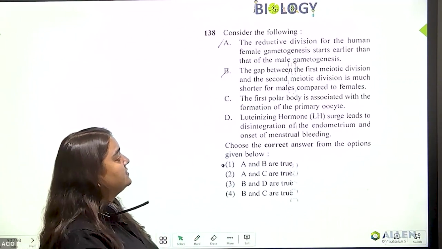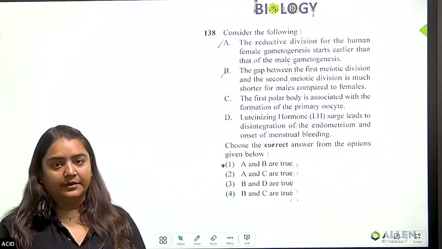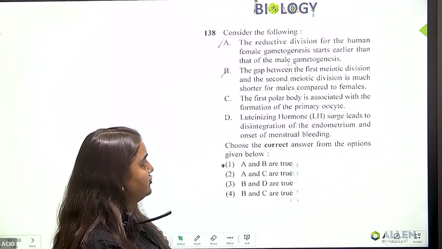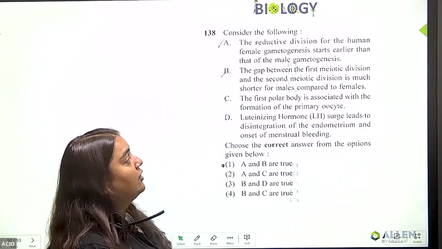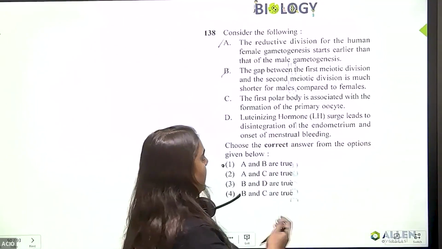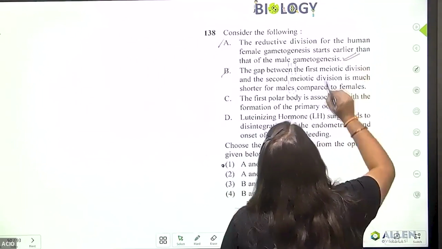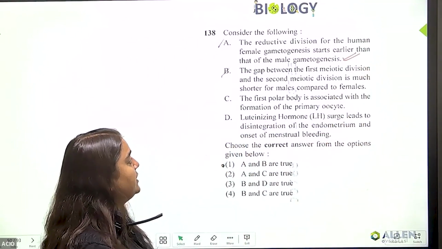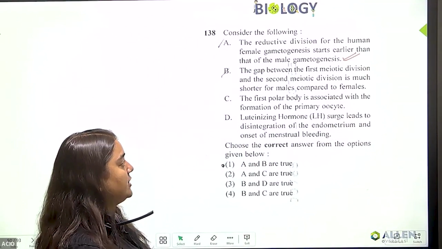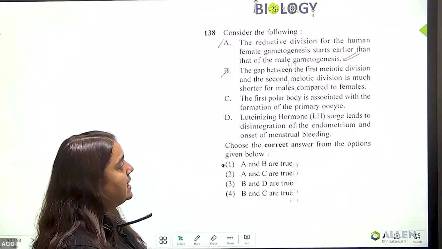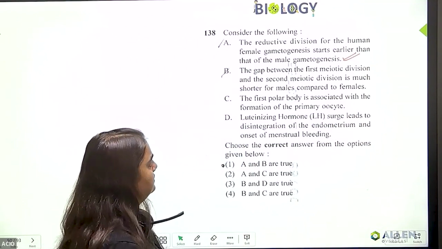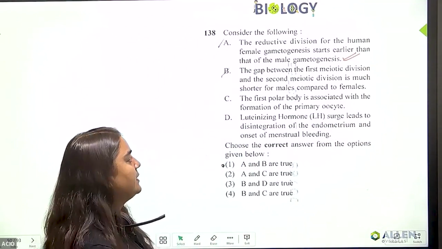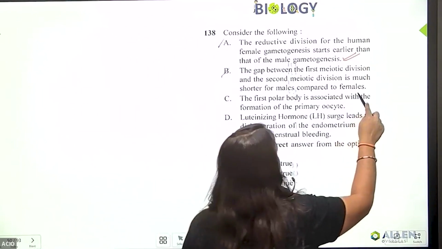138. Let's read the statements and mark the correct one. The reductive division of the human female gametogenesis starts earlier than that of male gametogenesis. Yes, it starts whenever the female is inside the mother's body. The gap between the first meiotic division and the second meiotic division is much shorter for males as compared to females. Yes, that's a correct statement.